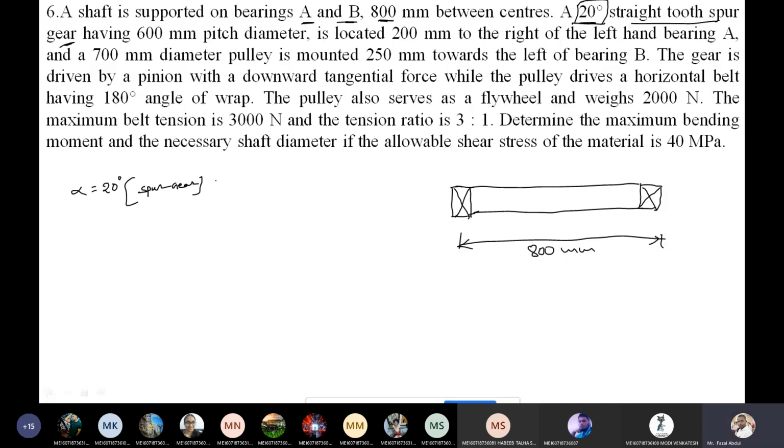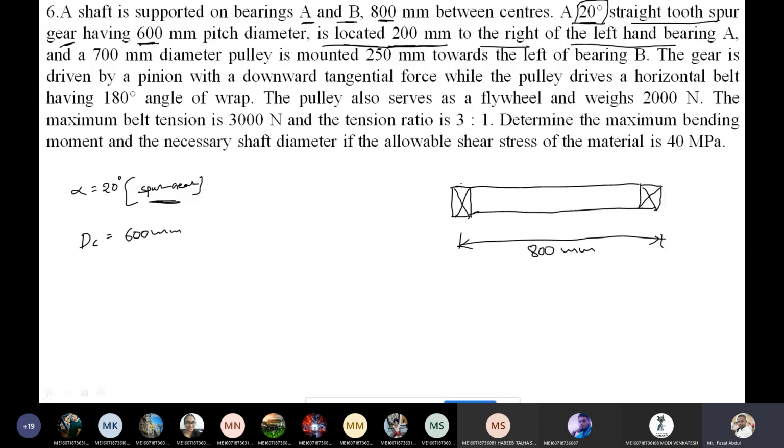What type of gear is a spur gear? You studied this in kinematics of machinery last semester. A spur gear is where the axes of the 2 meshing gears are parallel to each other. The spur gear has a pitch diameter of 600 mm. So the diameter of the spur gear circle is 600 mm. This gear is located 200 mm to the right of the left hand bearing.